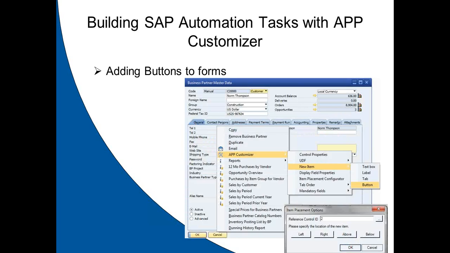So to do that, we will open up the business partner window. We're going to right-click on the form, go to APP Customizer, select New Item, and this time instead of tab, we'll select button.